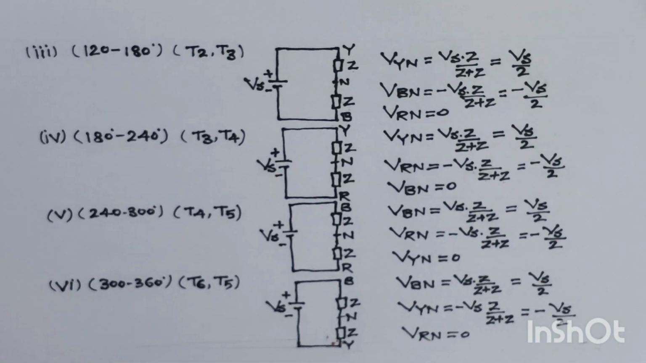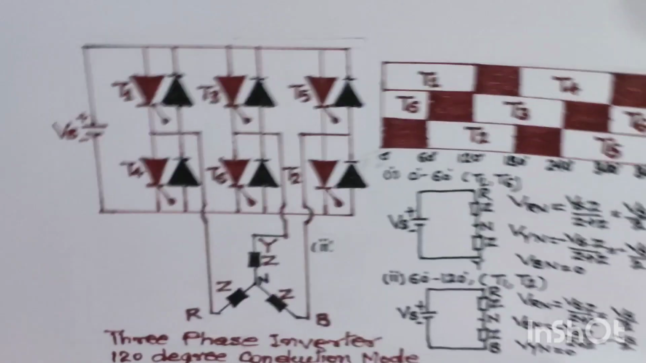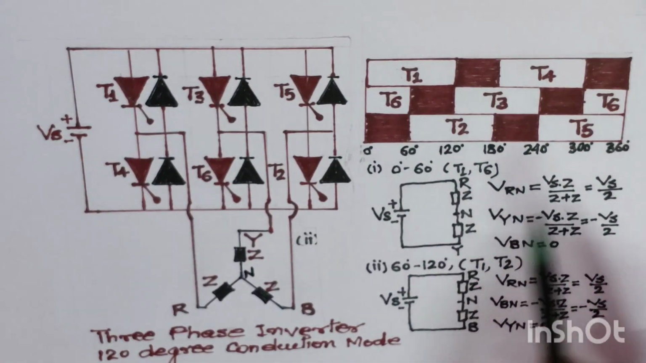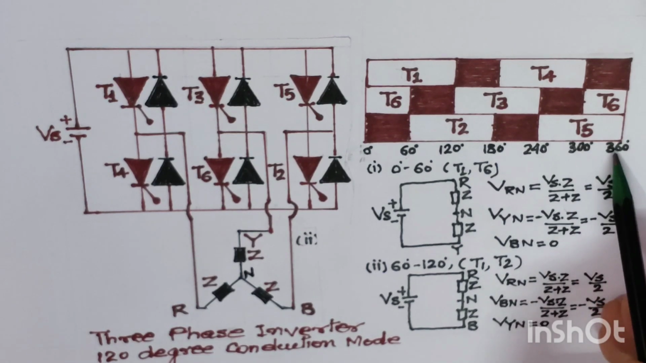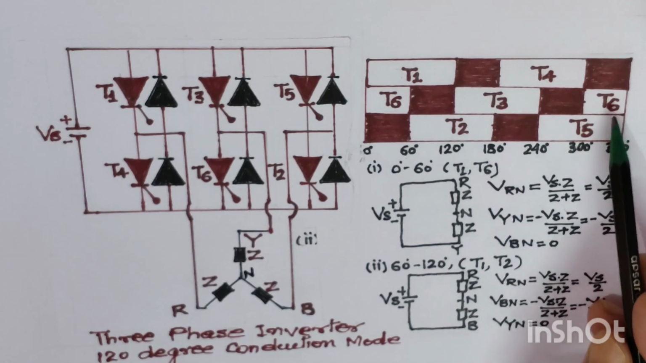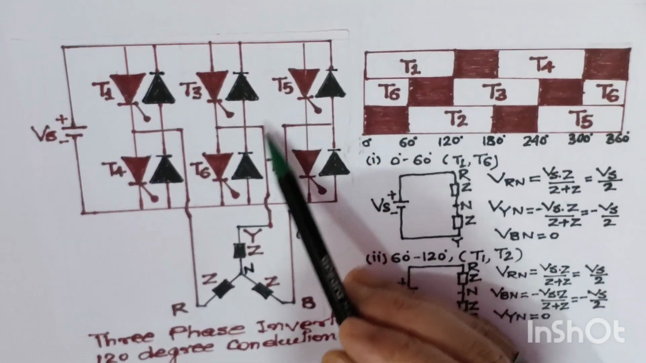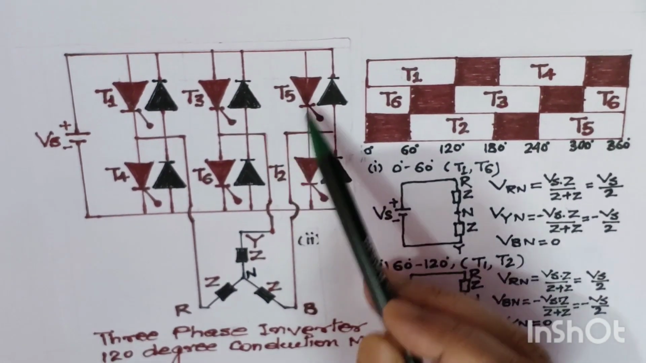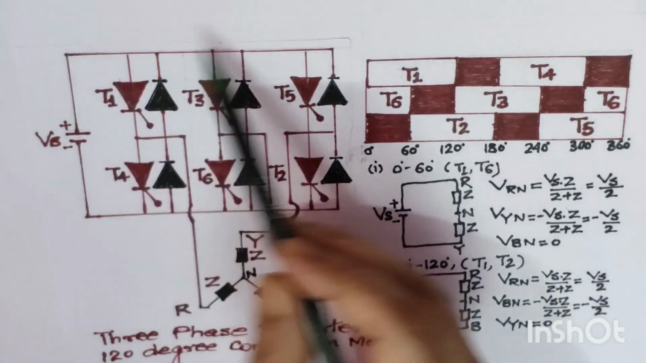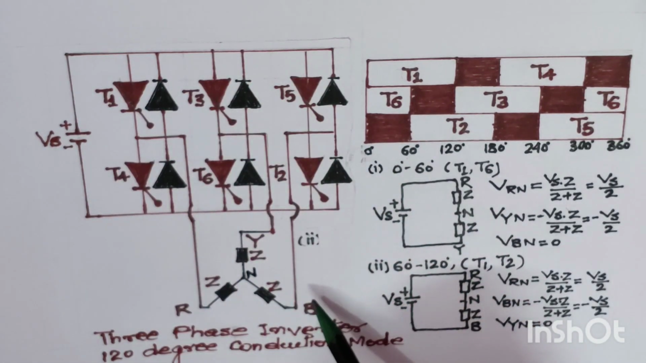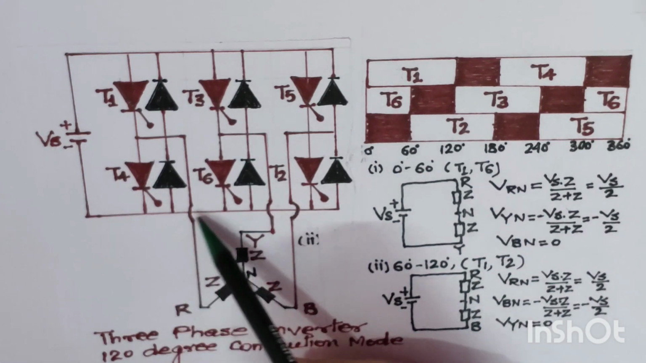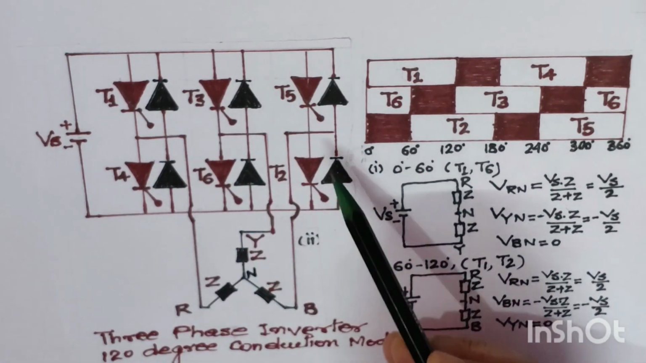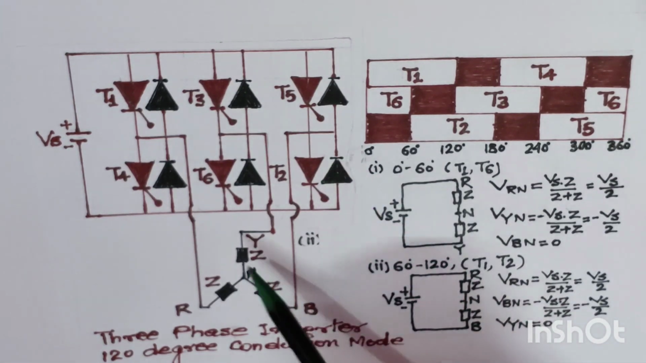It means the three voltages VBN, VRN and VYN we have calculated. Now let us move to the last step, that is the interval between 300 to 360 degree, where thyristors T6 and T5 are conducting. Just see in this diagram, in the interval 300 to 360 degree, thyristors T5 and T6 are conducting. Where is T5? T5 is connected from the positive side with the B phase, and T6 is connected from the negative side with the Y phase. It means the equivalent impedance is between the B phase and Y phase.